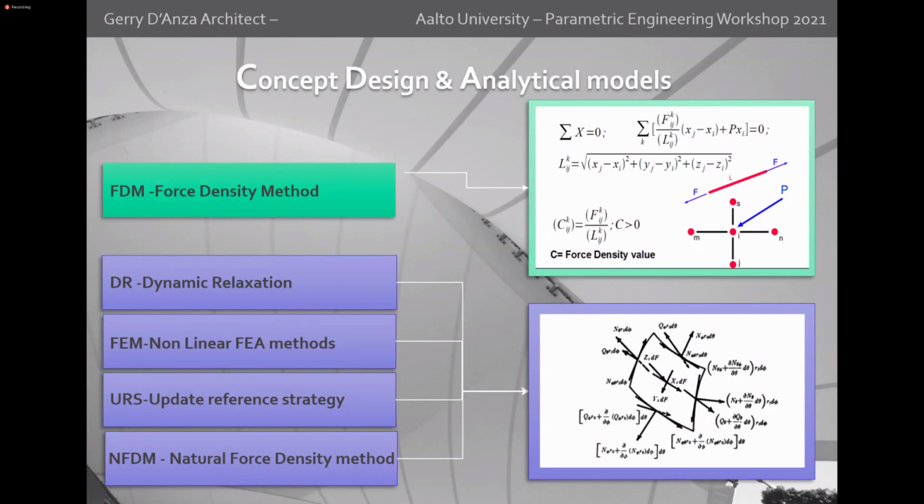The newer entries are the update reference strategy, which has been developed by the Munich University by Professor Bletzinger, and the natural force density method, which has been developed by Rui Paoletti, University of São Paulo. We will show the force density method, the nonlinear analysis method, the update reference strategy, and the natural force density method. So basically, we can choose any of these methods when we do shape form finding.